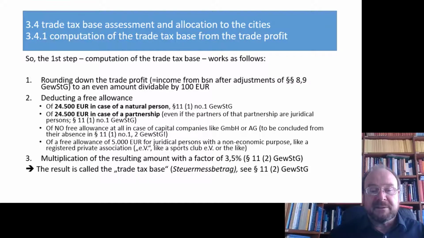Yeah. So that is called trade tax base. In German, the word is Steuermessbetrag, which is a rather curious word, relatively rare, so forget about it. I only include the translation. You know that. Why? Because other people talking about German law might choose a different English translation.